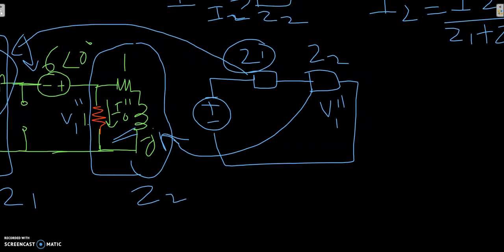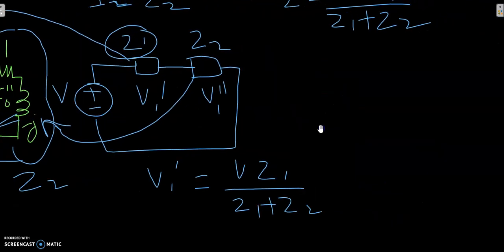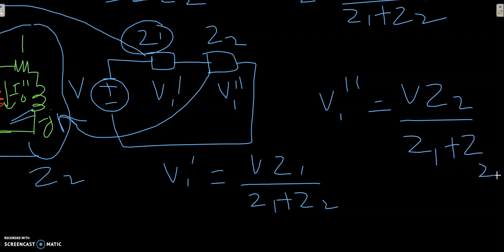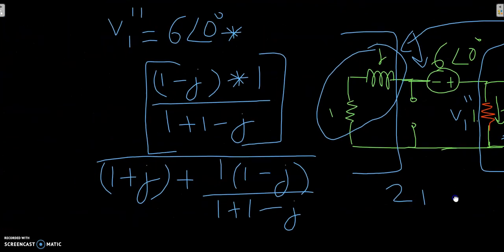So here you could see V1 double dash, and say this is V1 dash. Then V1 dash will be given by V times Z1 upon Z1 plus Z2, and V1 double dash would be given by V times Z2 upon Z1 plus Z2. So this concept we have utilized here and tried to find out V1.